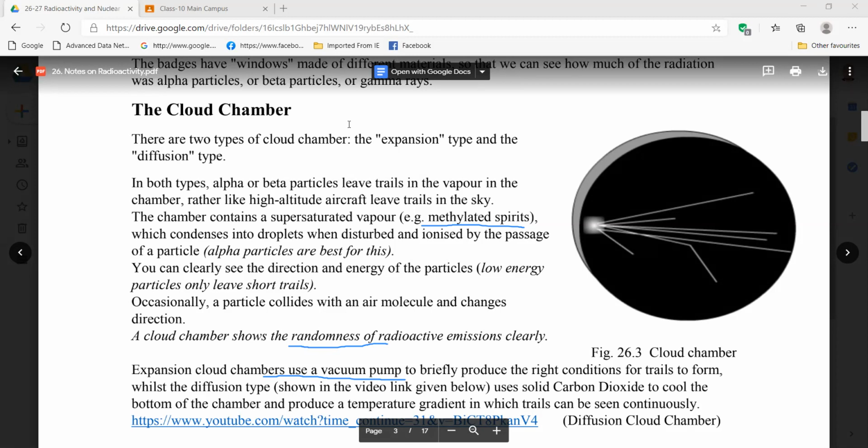Positron, how to get protons from there. Then radioactivity happens in random motion and is independent of external conditions. Then the GM tube, cloud chamber, and the photographic something.